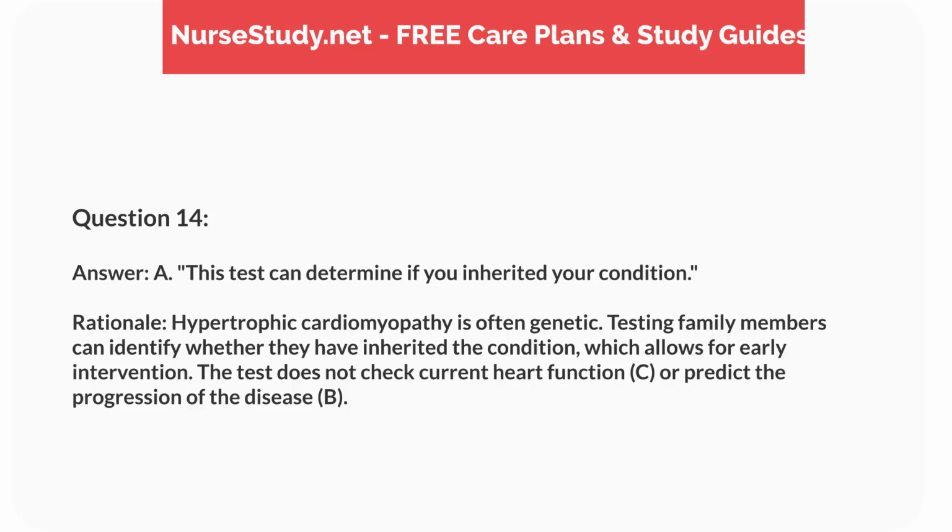Answer: A. This test can determine if you inherited your condition. Rationale: hypertrophic cardiomyopathy is often genetic. Testing family members can identify whether they have inherited the condition, which allows for early intervention. The test does not check current heart function, C, or predict the progression of the disease, B.